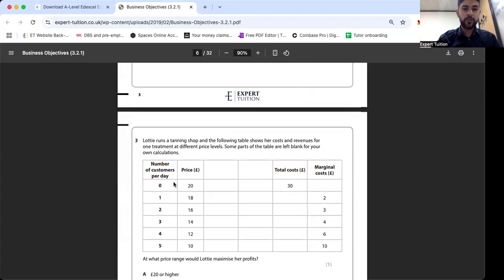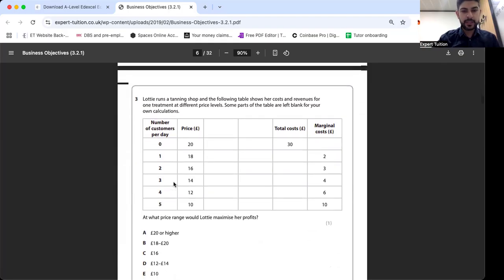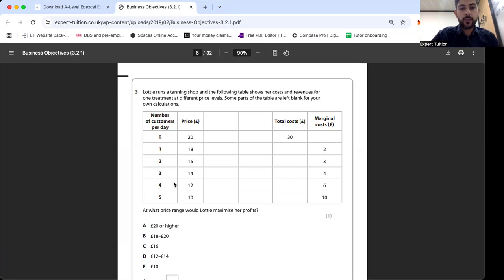I definitely want to do this one, though, because this is the type of question that is very typical, where they give you a table and expect you to be able to populate the table. And I'm going to potentially make up a couple of questions as well to make sure you guys are really familiar with this, yeah? So first things first, it says, Lottie runs a tanning shop and the table shows her costs and revenue for one treatment at different price levels. Some parts of the table are left blank for your own calculations.